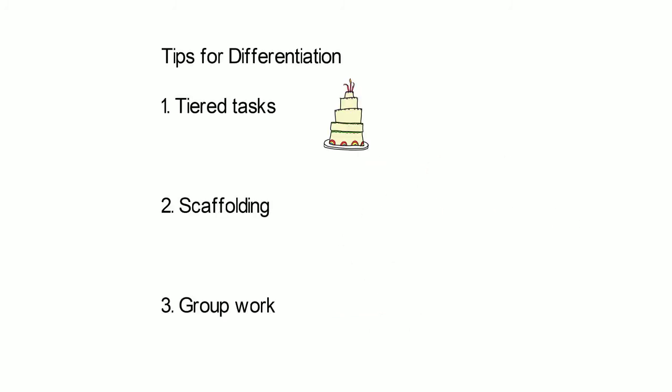So there we have 3 tips. Why don't you try one of these out and see how it goes?